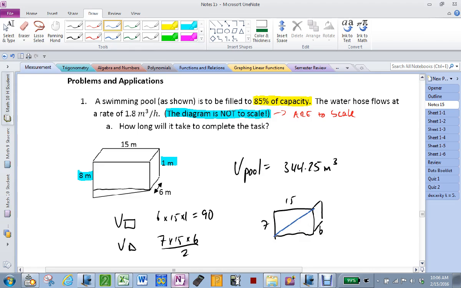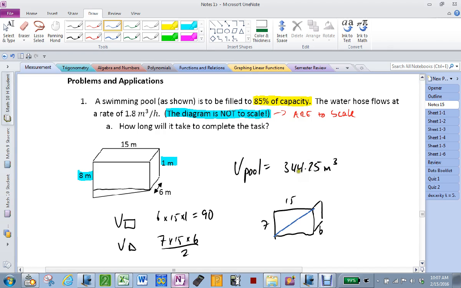Everybody cool? Could you also have found it by doing 7 by 15 divided by 2 multiplying by 6? Because base area times the height. Yeah, you could have done it that way too. But you'll, of course, notice it's the same thing. 7 by 15 by 6 divided by 2. You get the same answer. Okay? Everybody good? Yeah? All right. Now, have I answered the question yet?